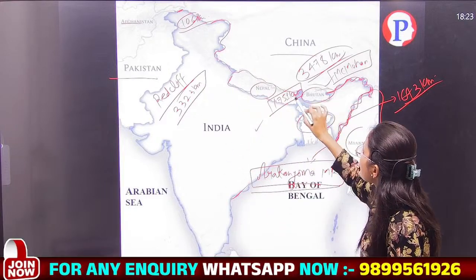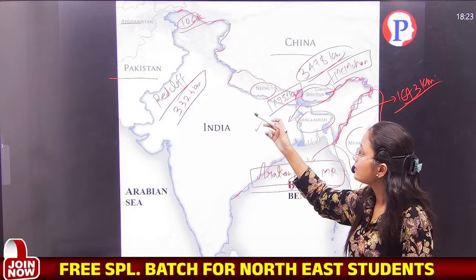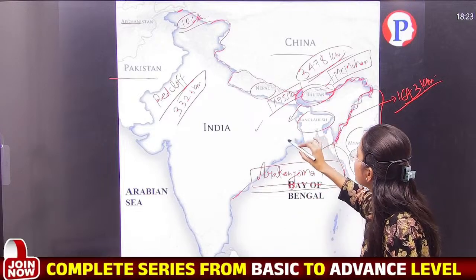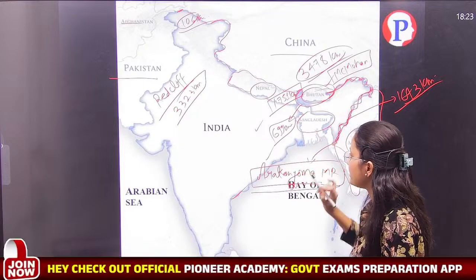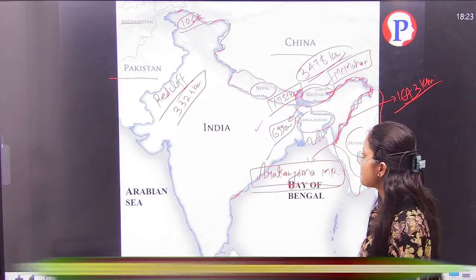Now we are going to talk about Bhutan. Same as well, there is no boundary name for Bhutan and India, but it will be 699 kilometers. Our last country is Bangladesh.